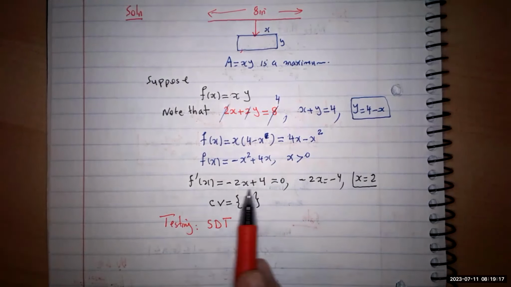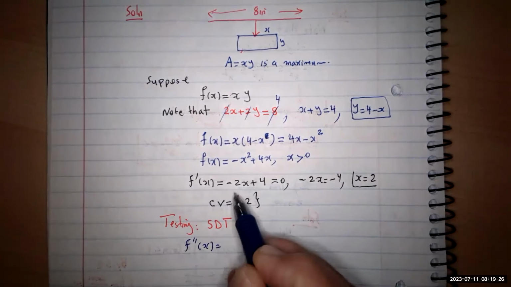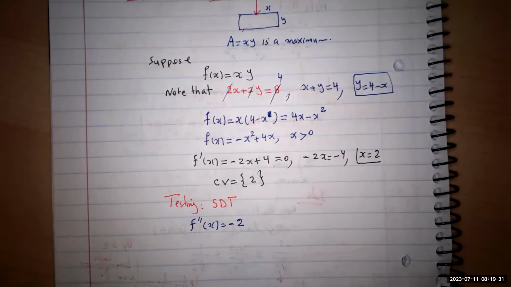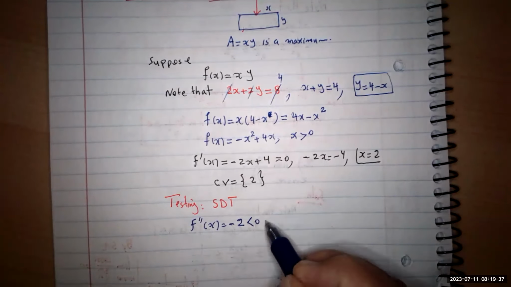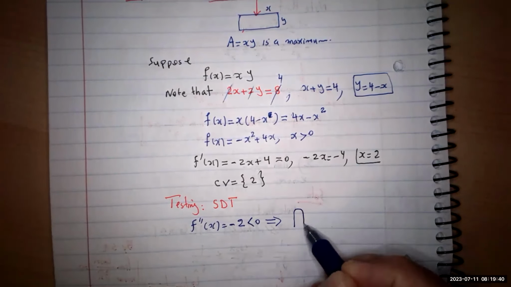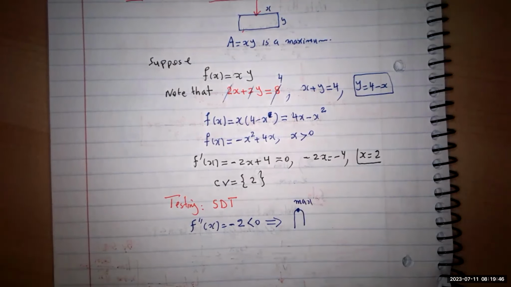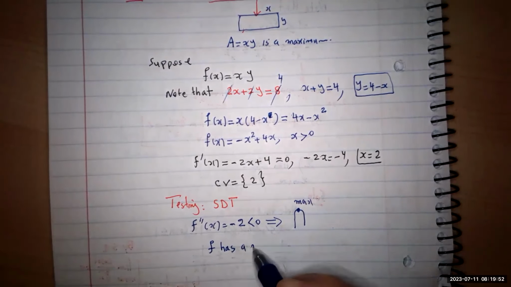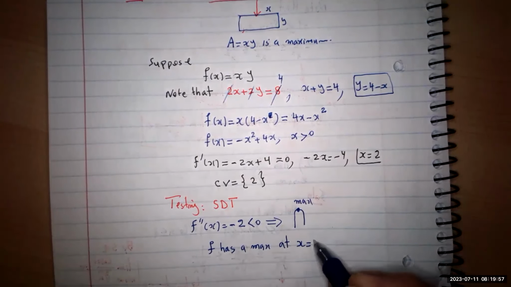For the second derivative test, we differentiate it again. So make it into f double prime. You see, f double prime of X is going to be simply negative 2. Remember, f double prime is concavity. F double prime is negative 2, a negative number. So this means this graph is concave down. When it's concave down, you know that you are going to get a maximum. So this means the function has a maximum at X equal to 2.